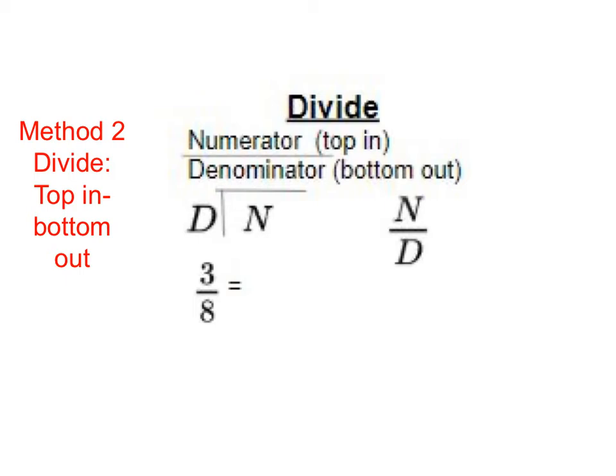Now, my strategy is to remember top in, bottom out, which means that the numerator goes inside the box and the denominator is outside. So remember, this bar right here means division. So whenever you see this, that means you're dividing.